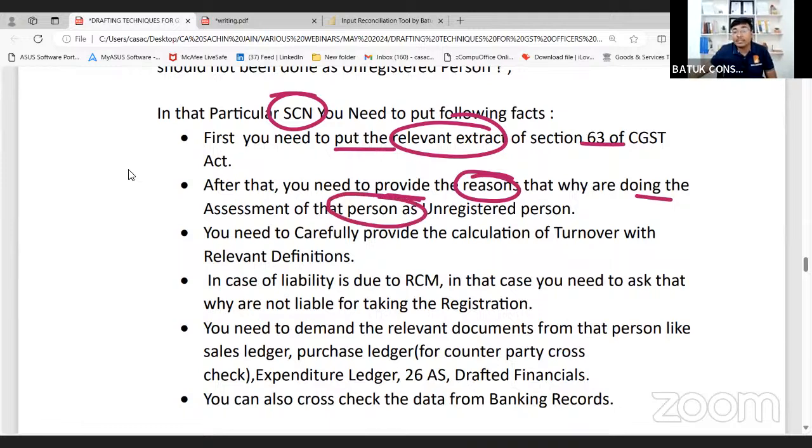why you are doing the assessment of that person as an unregistered person. You just need to provide the reason that based on the data available with us, we found that your turnover crossed the limit of 20 lakh rupees. Hence, we are going to assess your case as the assessment of an unregistered person.